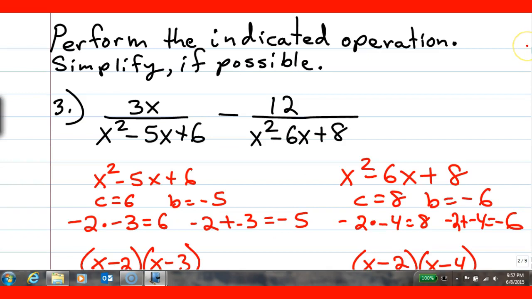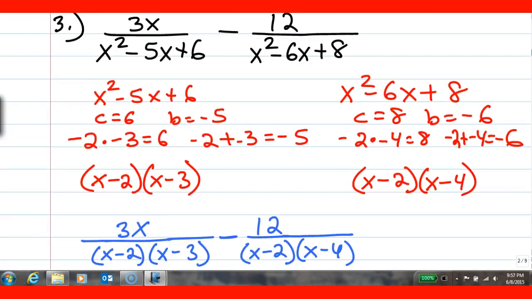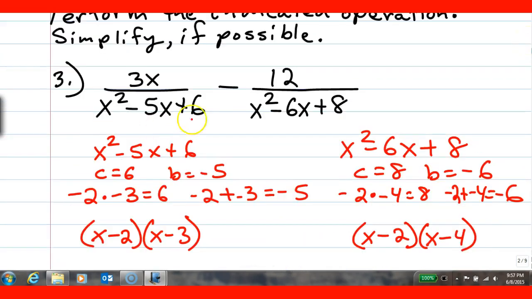Number 3 says perform the indicated operation, simplify if possible. In this one I'm looking at a subtraction. Before I can subtract these though, I need to have a common denominator. So I'm going to start by taking these trinomials and factoring them.